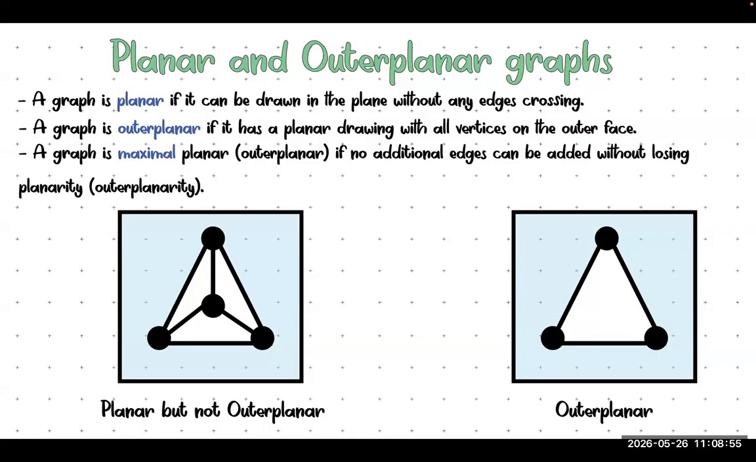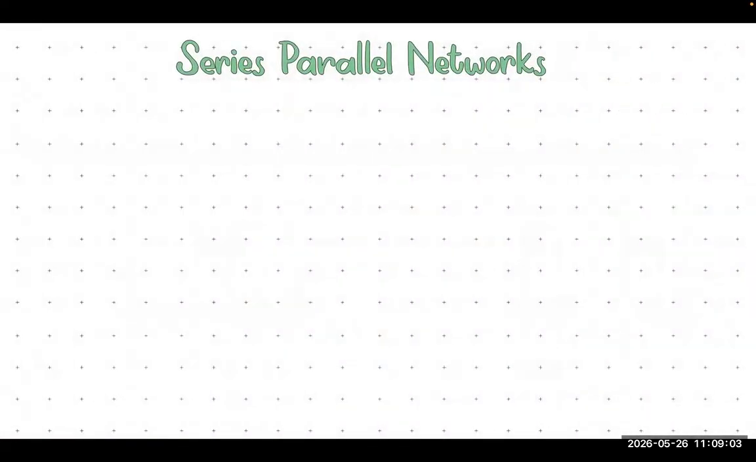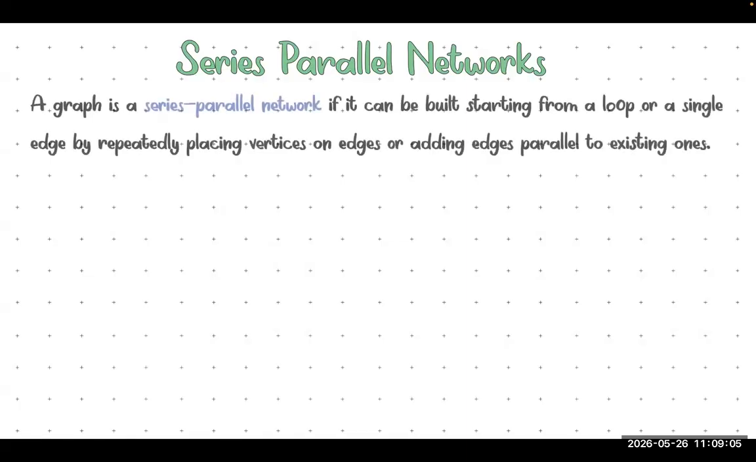But here, this is outerplanar and it's also planar. And every outerplanar graph is, of course, planar. So what is a series parallel network? It's just a graph that can be made from a vertex with a loop, and we do two operations, which is either adding an edge. Here we can also add a self-edge, or adding vertices on an edge, as many as we want.